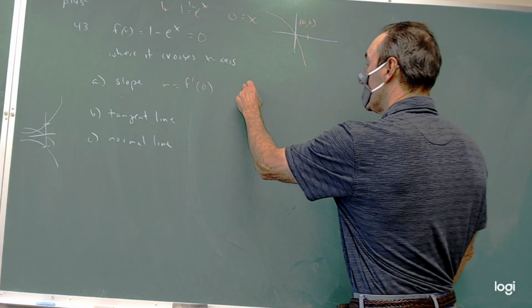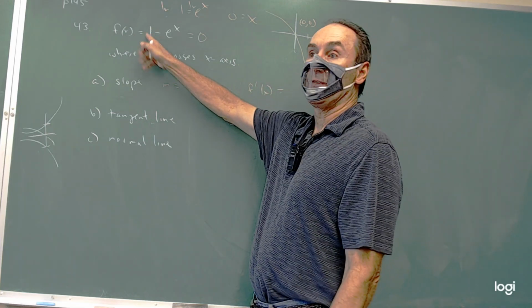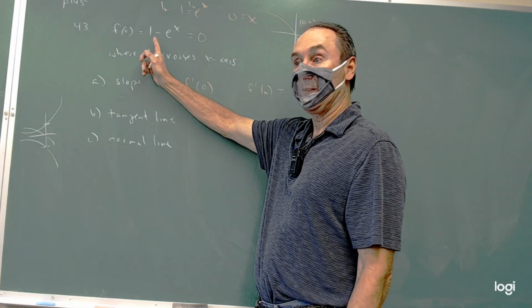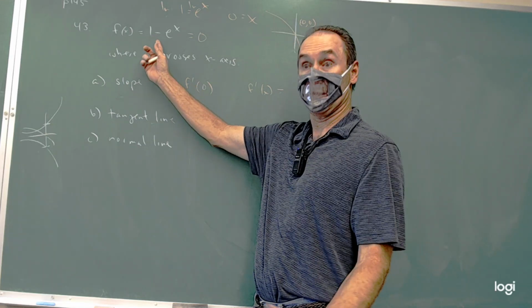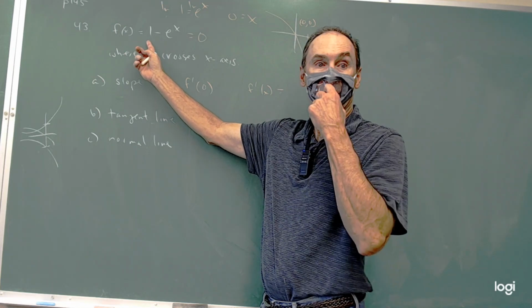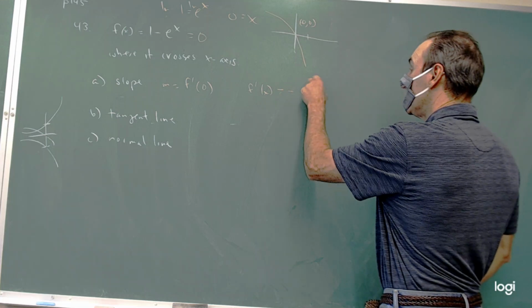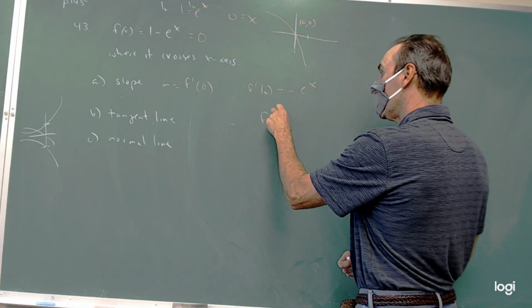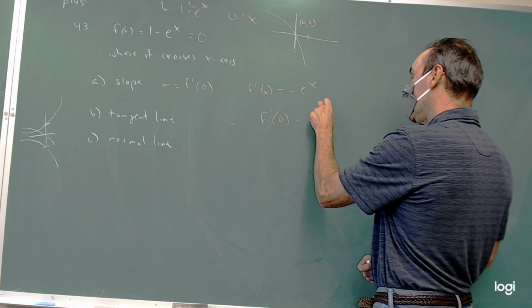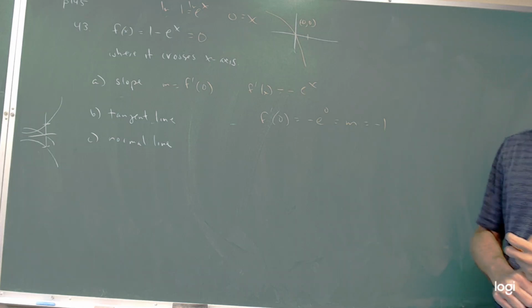So the derivative, f prime of x. Well, the derivative of 1 is 0. The derivative of e to the x, remember, is our new favorite derivative. The derivative of e to the x is just e to the x. So the derivative of negative e to the x is going to be negative e to the x. Okay? And then we evaluate that at 0, and that's going to be negative e to the 0, which is going to be just negative 1.